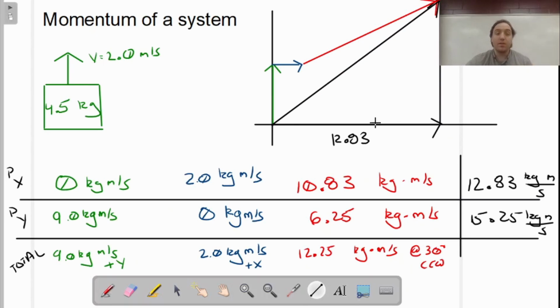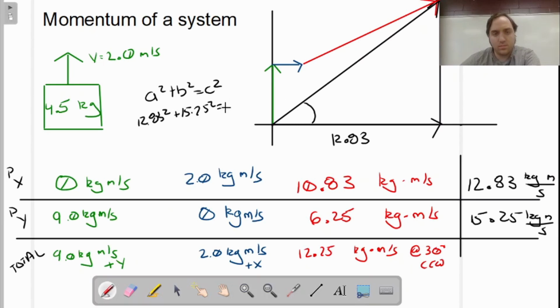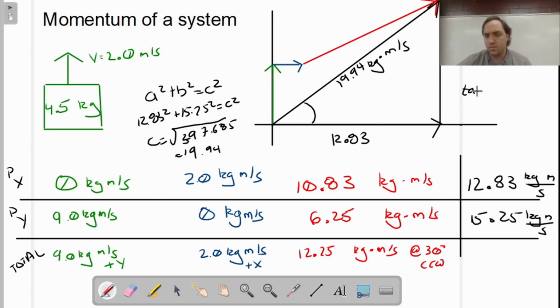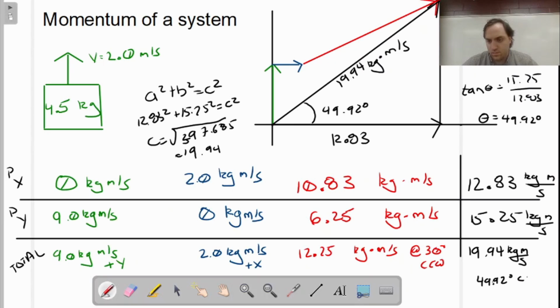And now we need to use the Pythagorean theorem to solve it all the way through. A squared plus b squared equals c squared, and our angle from tangent inverse. Let's go ahead and do that really quick. Okay, if you did all that carefully, you should get 19.94 kilograms meters per second at 49.92 degrees counterclockwise, which is what I'm calling my x-axis here.